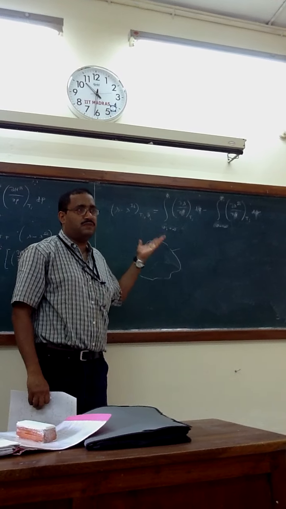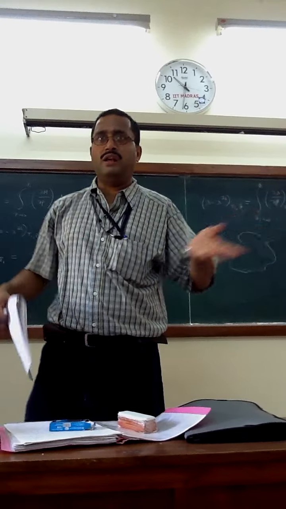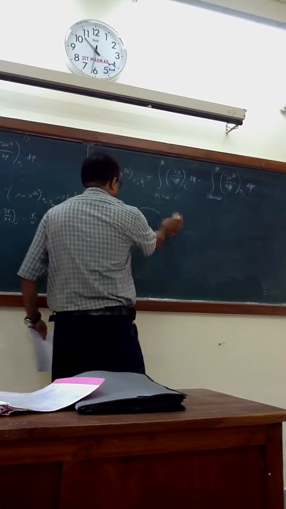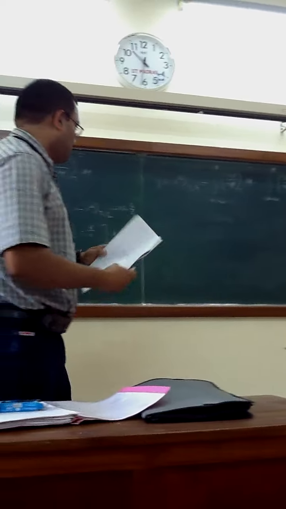So T and P are easy to measure. That's why you always go for TP. If you get V knowledge, then no problem. So although the V integral is easy, we cannot do it.